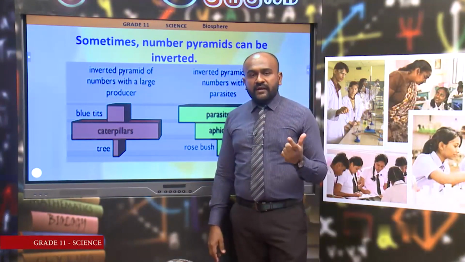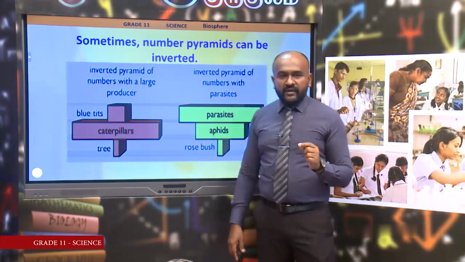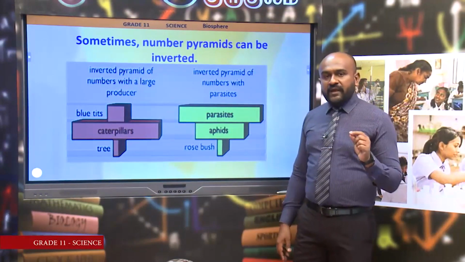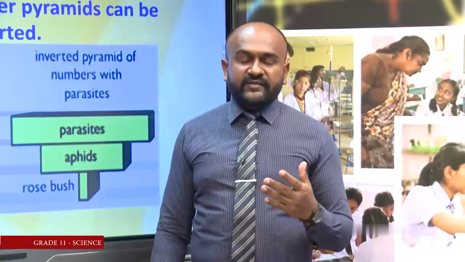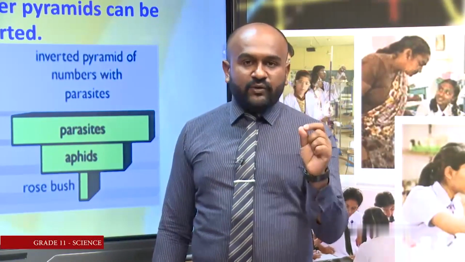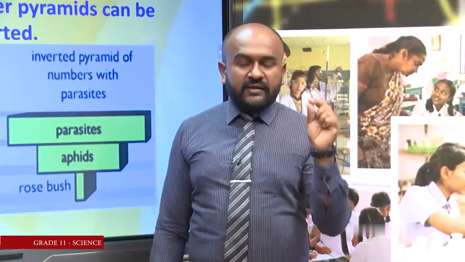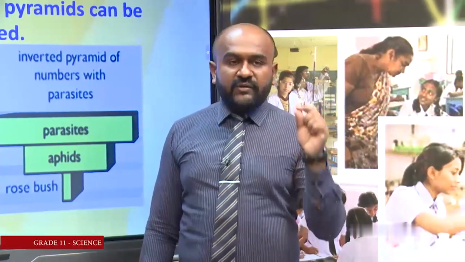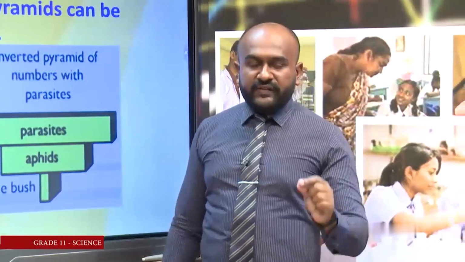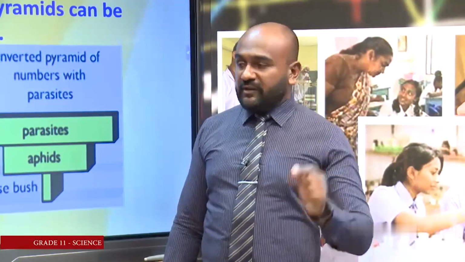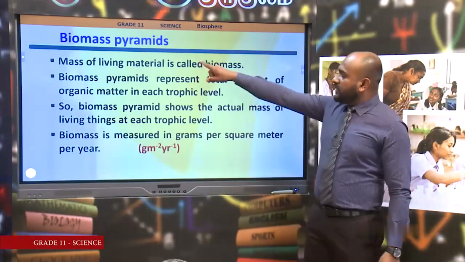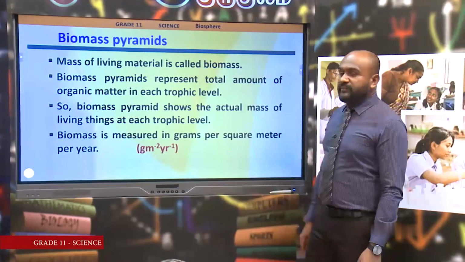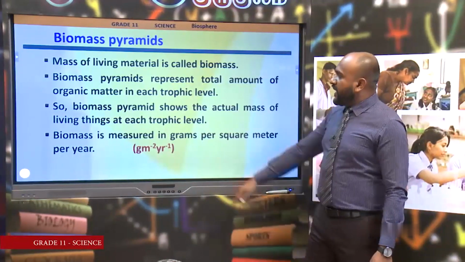What is that? That is the biomass pyramid. What is this biomass? If you get the mass of living matter, you call that the biomass. So, what we do is we take the mass of organisms belonging to a particular trophic level and draw the pyramid. Yeah. So, you can see mass of living material is called biomass, as I told you.